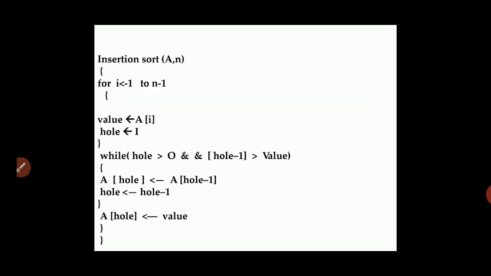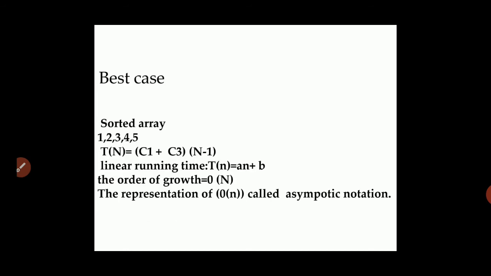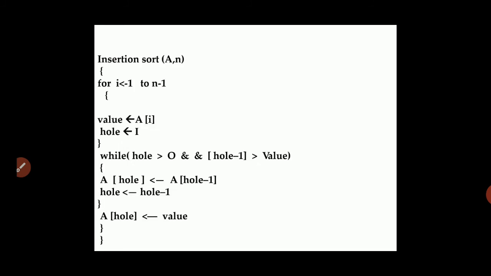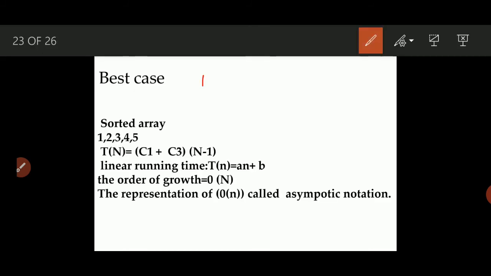Overall, before analyzing insertion sort, I will take an example so you can easily understand the analysis. This is the insertion sort algorithm, and how do we find the best case? Consider an example: 1 2 3 4 5. This is the array and its elements.